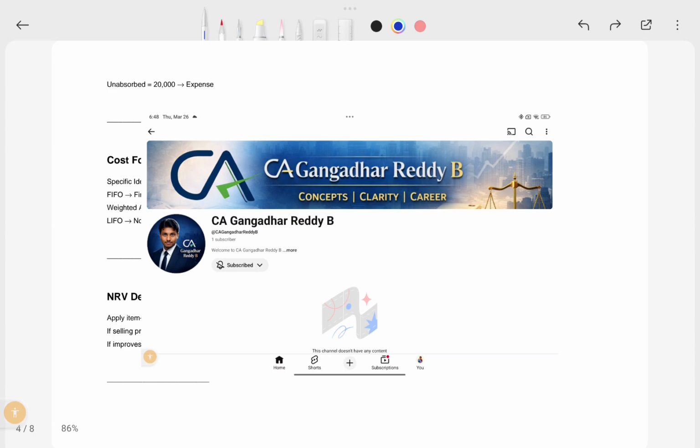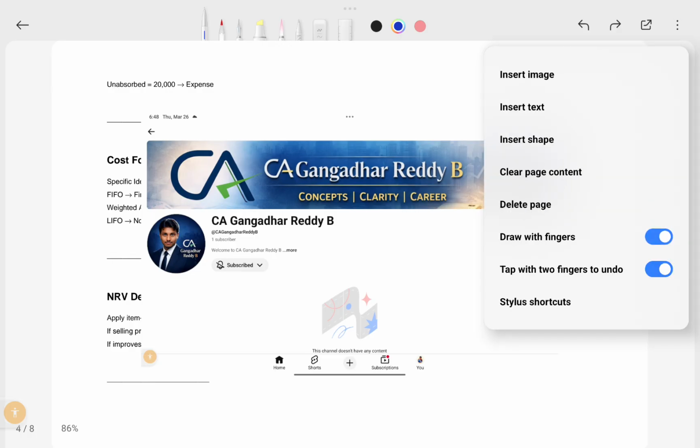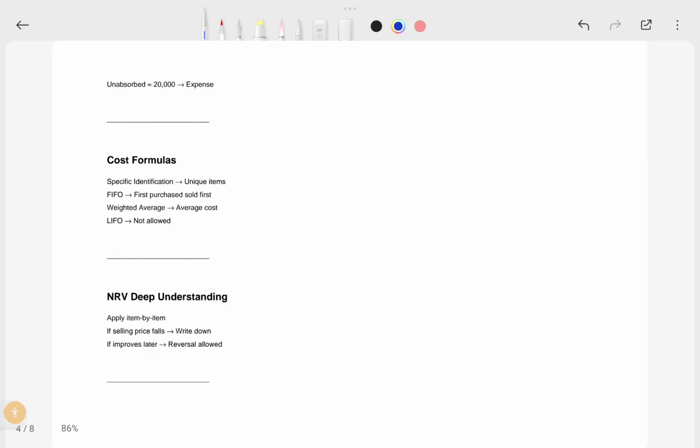In the previous video, we covered cost details. Now we are going to discuss net realizable value. We need to understand net realizable value to complete the valuation of the inventory. Now you see what is net realizable value: the net realizable value of the inventory.